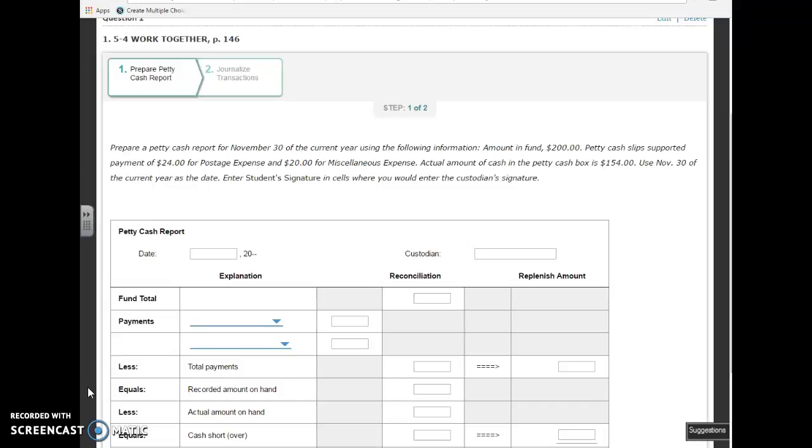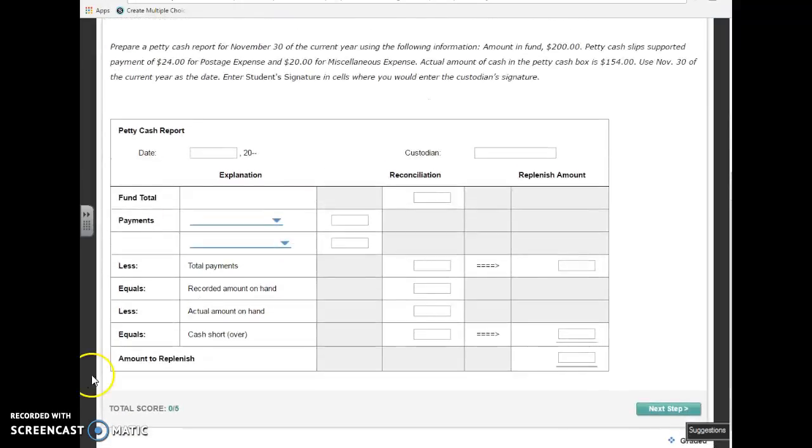We're to use November 30th of the current year as the date, enter student signature in cells where you would enter the custodian signature, which you are the custodian of this account for these assignments. So the date we're going to enter is November 30th. We're going to enter student signature. The fund total, reconciliation. Again, the fund total, they told me that I like to keep $200 in my account. So I'm going to write $200.